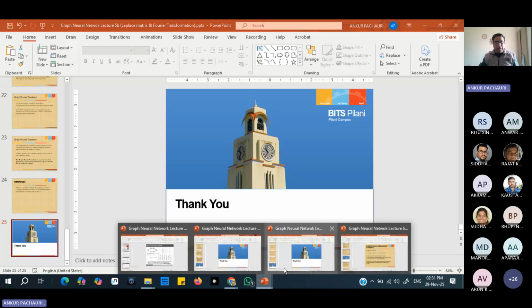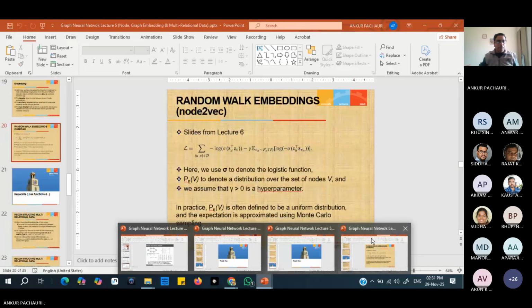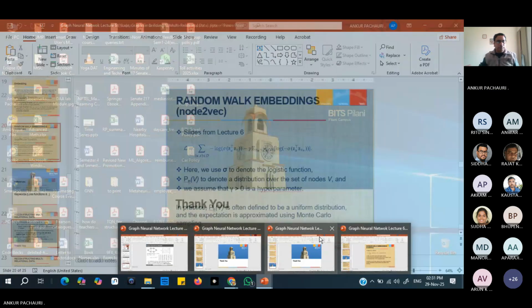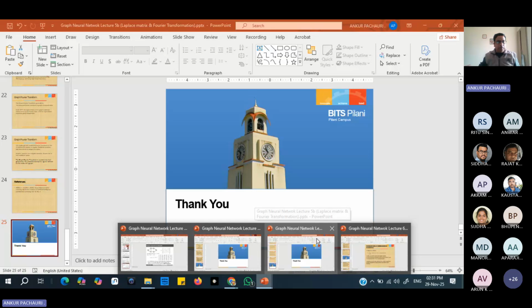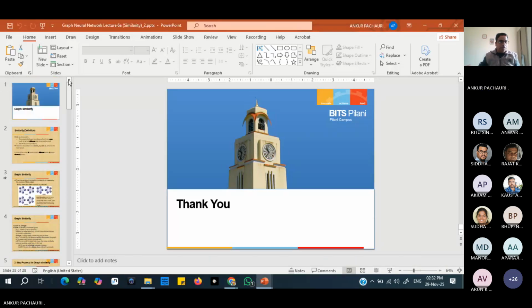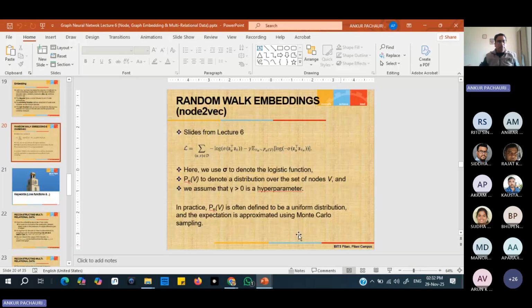Apologies, I'm moving a bit faster. Okay. Then one more topic, and then we move towards node embedding, the embedding part of the graph. Okay.